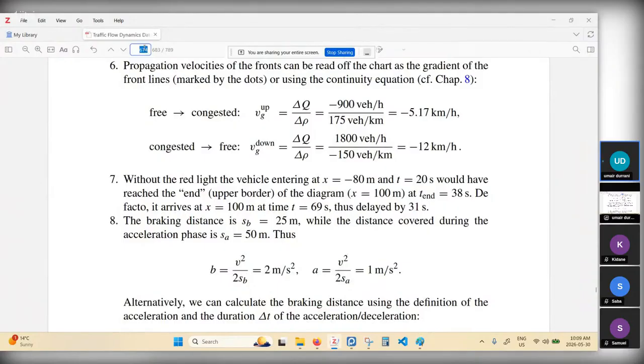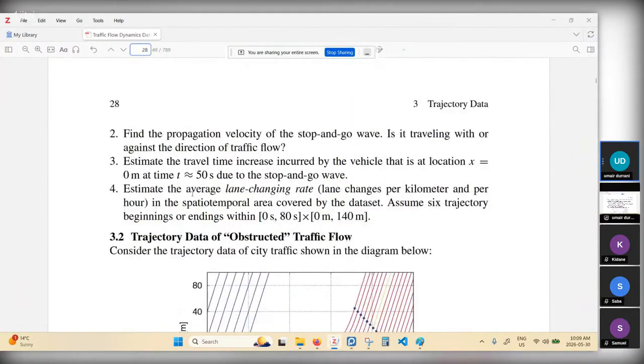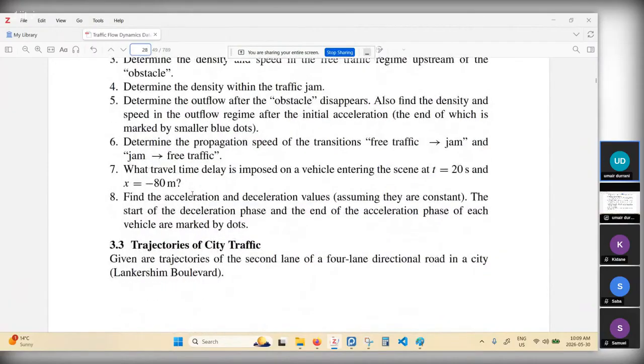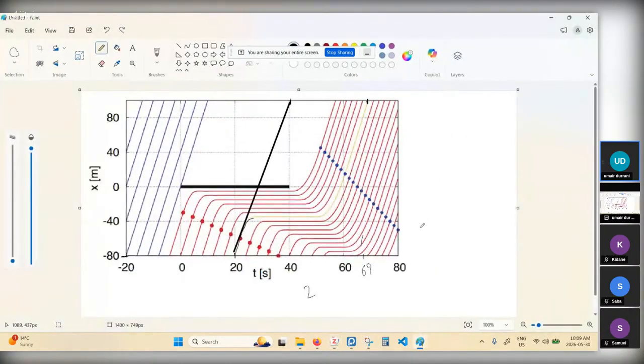Now let's see the final question in section 3.2, which is number 8. Find the acceleration and deceleration values, assuming they are constant. The start of the acceleration phase and the end of the acceleration phase of each vehicle are marked by dots. So the red dots and the blue dots that we see on this figure, they indicate the start of the acceleration and the deceleration. So here we have the red dots.